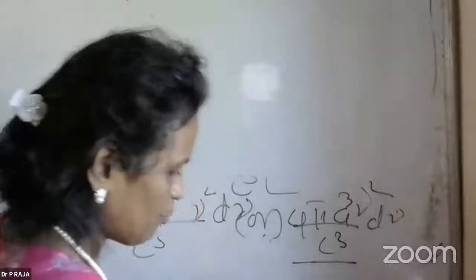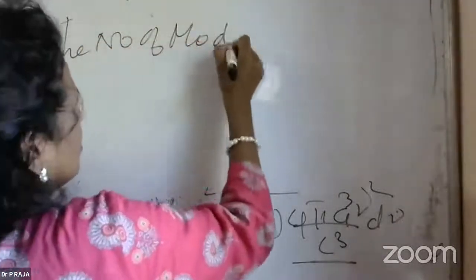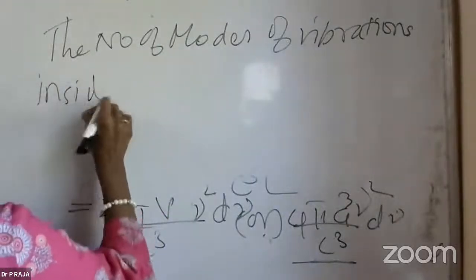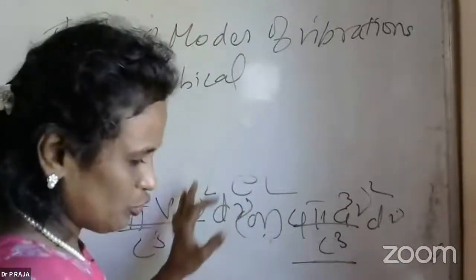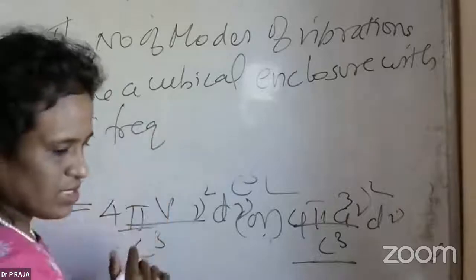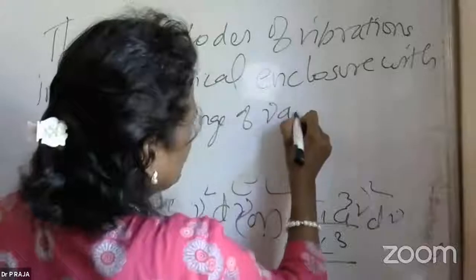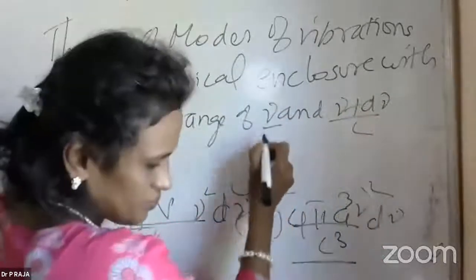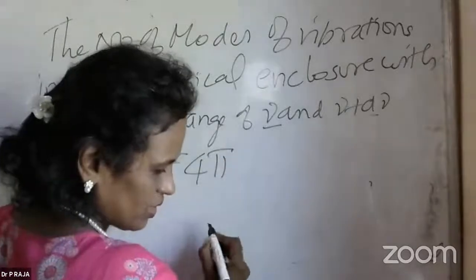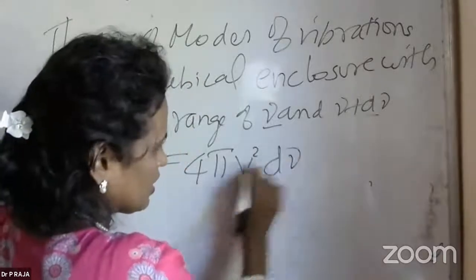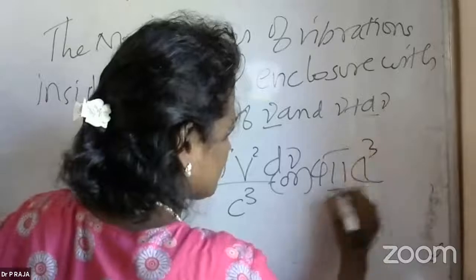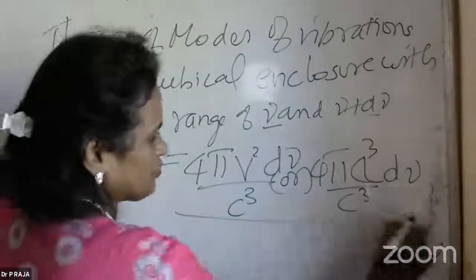So the number of modes of vibrations inside a cubicle enclosure with the frequency range of nu and nu plus d nu is equal to 4 pi V nu square d nu by c cube, or it is 4 pi a cube nu square by c cube d nu. Okay, note this equation.